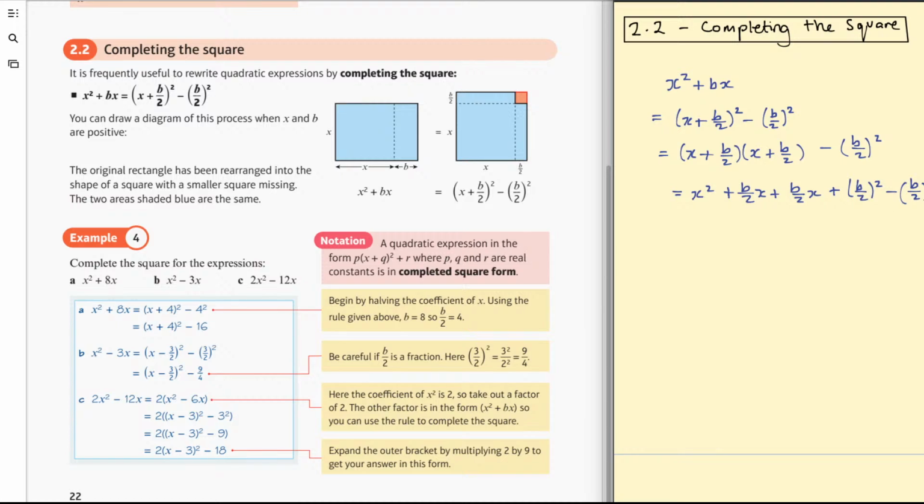And then you notice these two terms cancel themselves out, and you're just left with x squared plus b on 2x plus b on 2x. Well, that's like half of b plus half of b. That makes one lot of b.